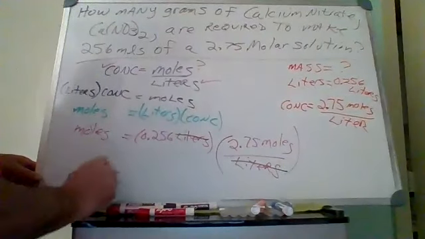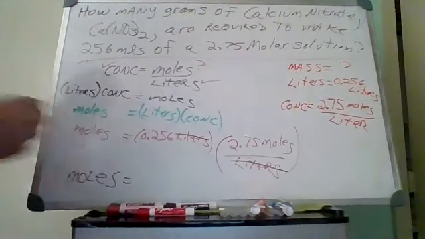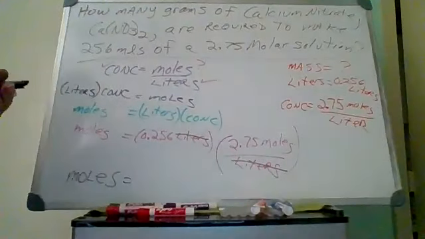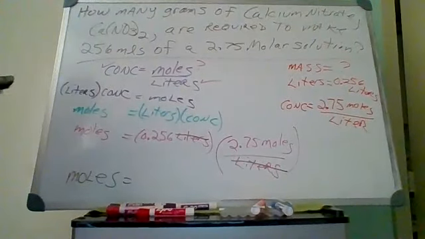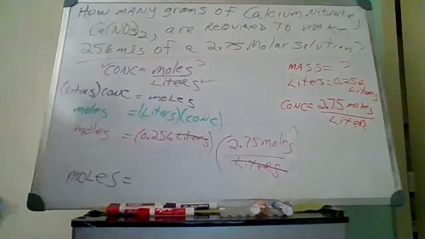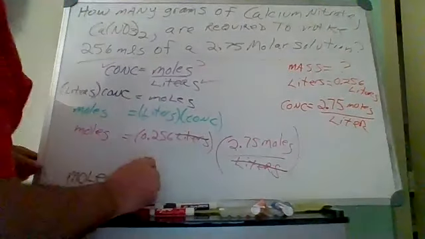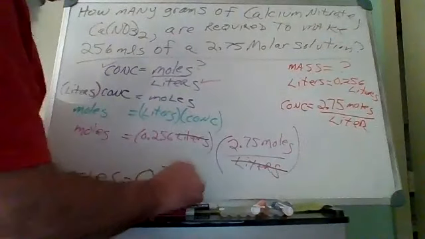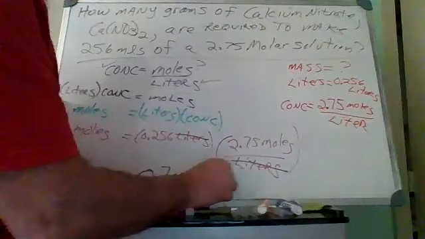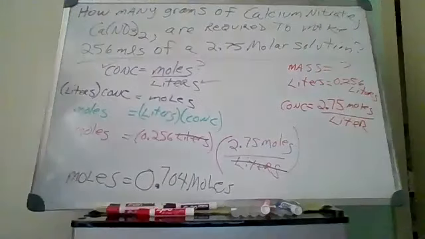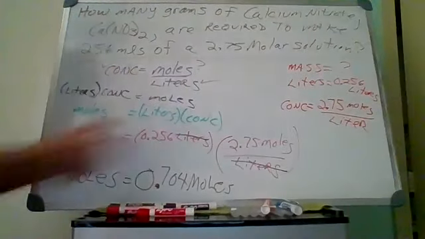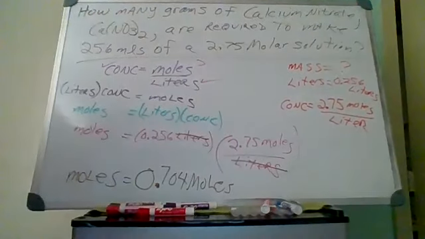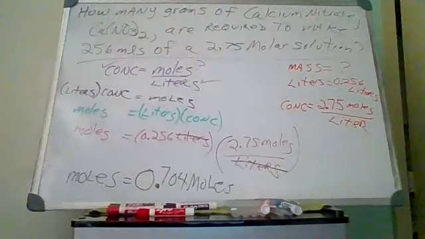So moles equals 0.256 times 2.75. And I get 0.704 moles. And again, I apologize that everything is running together, but I picked different colors, so you should be able to see which line is which line. But on your paper, you should not be cramming everything together.